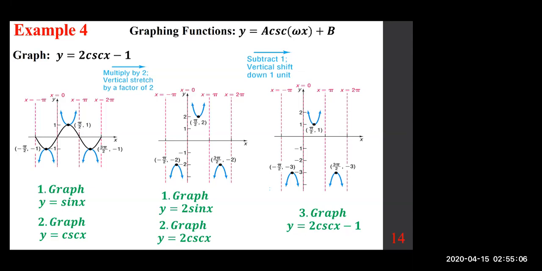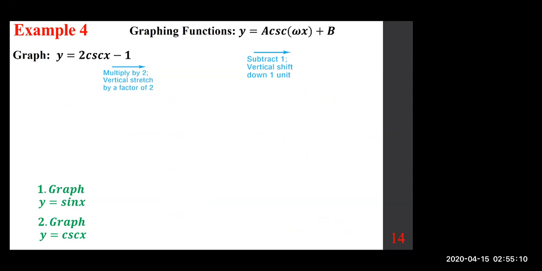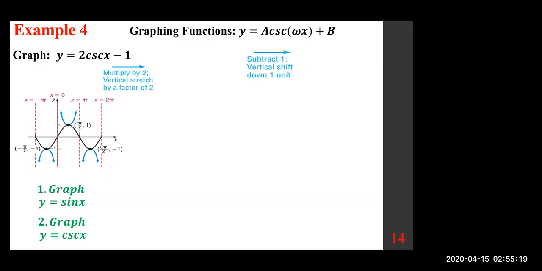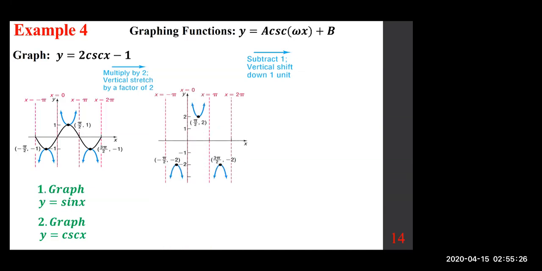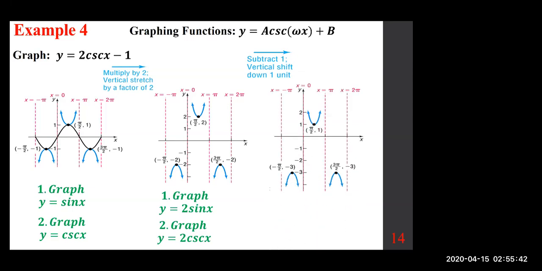Okay, all right. So number 1, graph sine, flip it over, becomes cosecant. The next thing, 2 cosecant x. So you multiply it by a factor of 2, which means you can graph 2 sine x, flip it over, becomes 2 cosecant x. Last one, subtract 1. That means bring it down by 1 unit. So as an example, this point, which is pi over 2 comma 2, becomes pi over 2 comma 1.